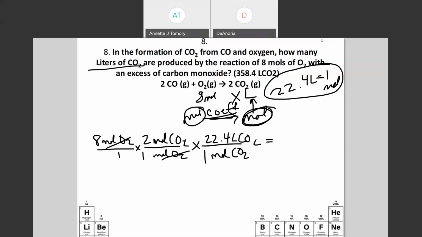Okay. Moles of CO2 cancel out. So from here is what we're looking for on the top of the last line. Yes. So that means we just throw it into the calculator, go from left to right. We're going to put in 8. And then because 2 is on the top, we're going to multiply it by 2. And then because 22.4 is on the top, we're going to multiply by 22.4. If those numbers were on the bottom, we would be dividing. So 8 times 2 times 22.4.